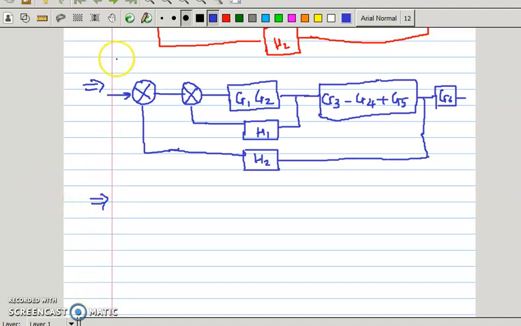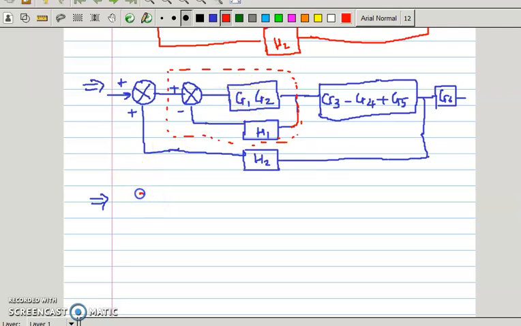Okay, let's move to the next. This is positive, this is positive, this is positive, and this is negative, right? Now can we use a rule here? This is the forward path G1 G2, and H1 is a feedback path. So can we use rule number 7, the elimination of feedback rule?